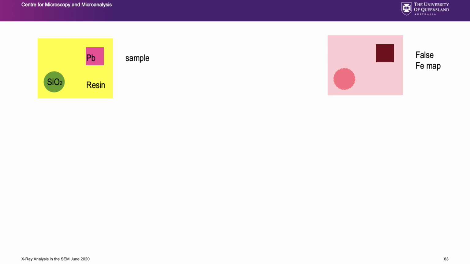Here's another example that you've got to make sure you pay attention to. It's not all X-ray maps, some do, some don't, background subtract. Some do it automatically, some you have to use software, some you have to do it manually. Consider the specimen on the left. It's a resin block, so organic material with a bit of lead in it and a bit of quartz in it, SiO2.